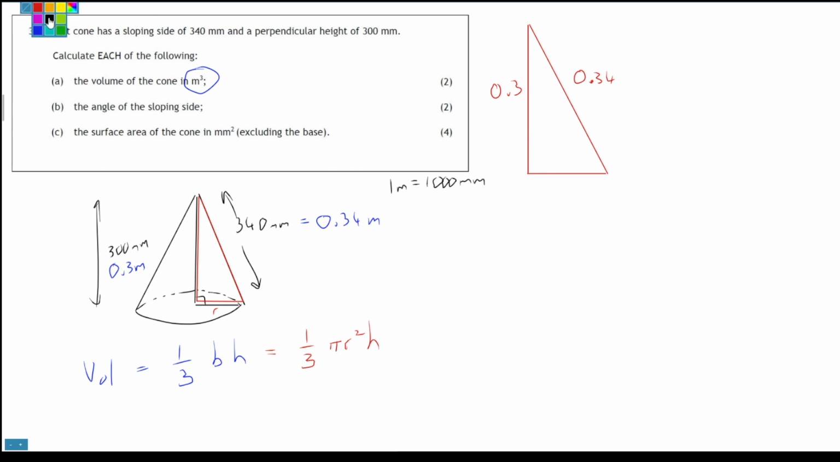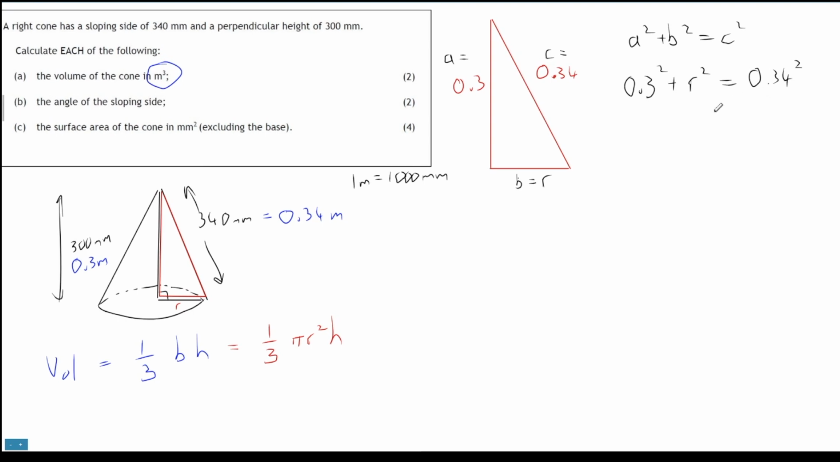So how do we do the base? We use Pythagoras. We can use a squared plus b squared is equal to c squared, where this side could be a and this side could be b and this side could be c. We don't actually know b, but we can still plug the values in. Let's go for it. 0.3 squared plus, well, let's just call it x or something. We could call it r, couldn't we? Is equal to r squared plus 0.34 squared.